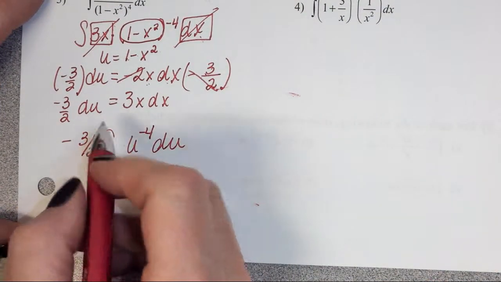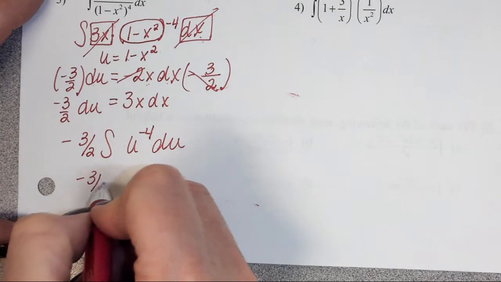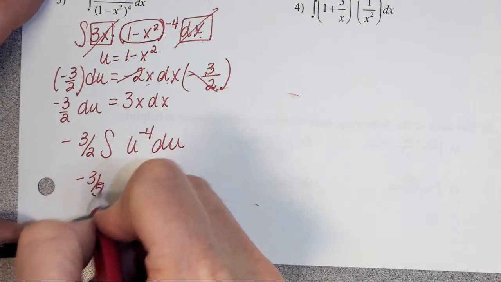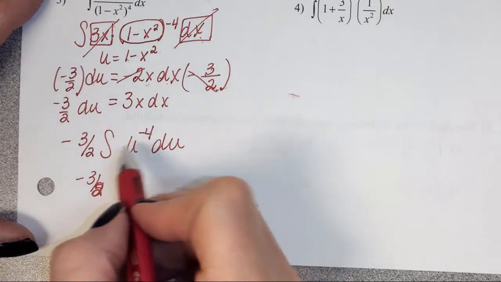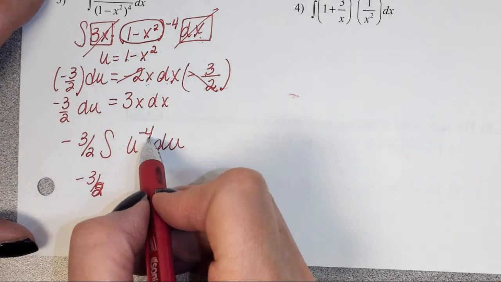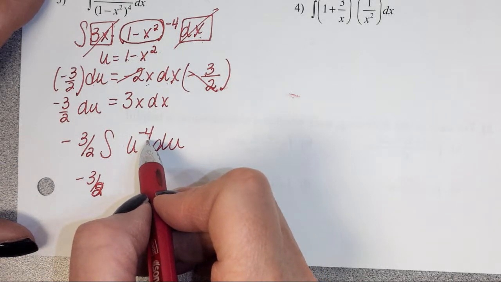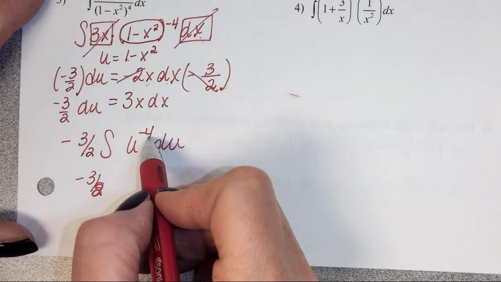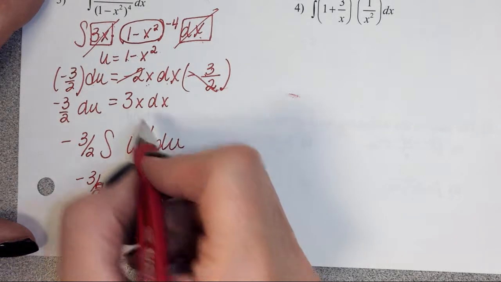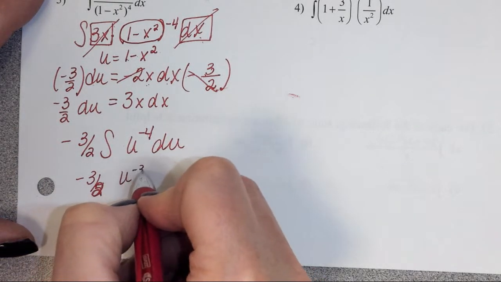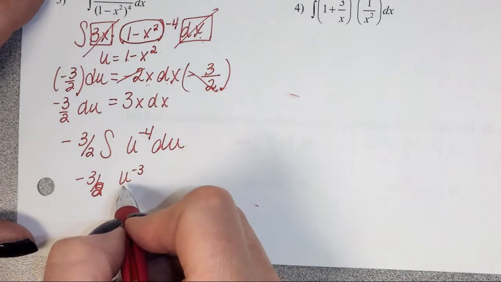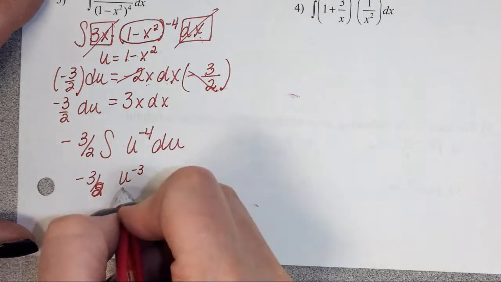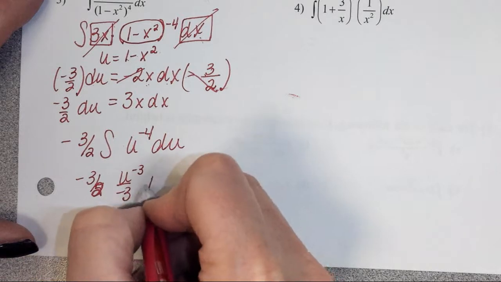Now just carry down this negative 3 halves. Oops, not 3/5, 3 halves. And now I'm going to have to add 1 in order to integrate. So what do we get if we add 1? So we're going to have u to the negative 3, but then what do I also have to do when I integrate? Divide by negative 3.